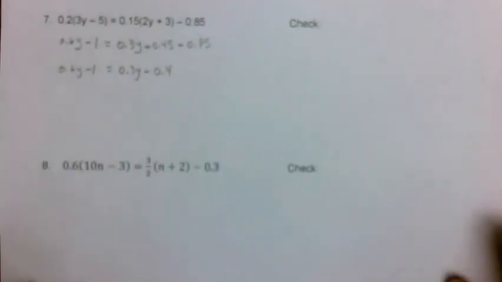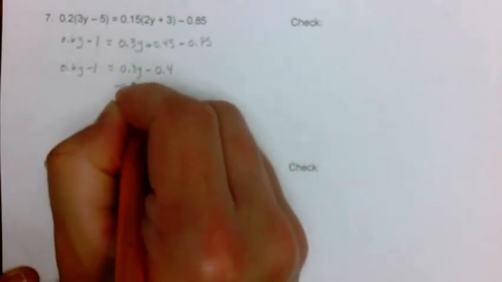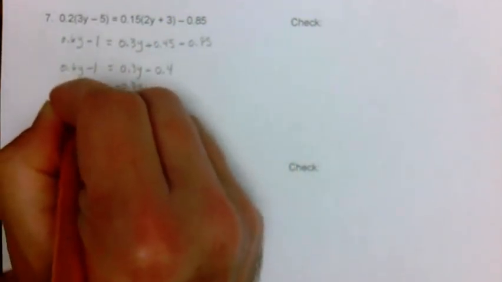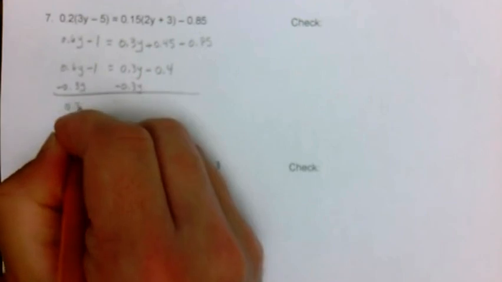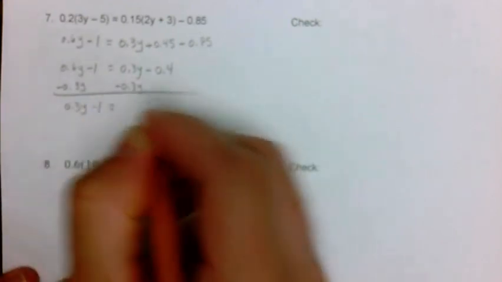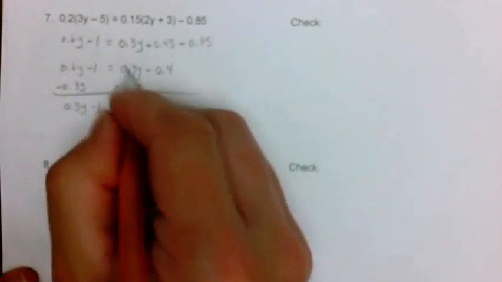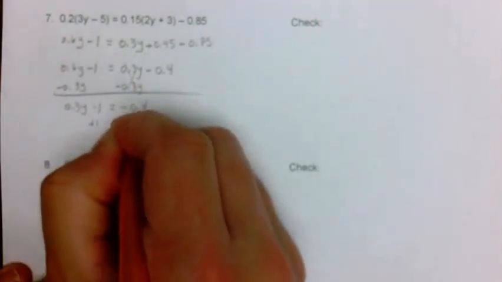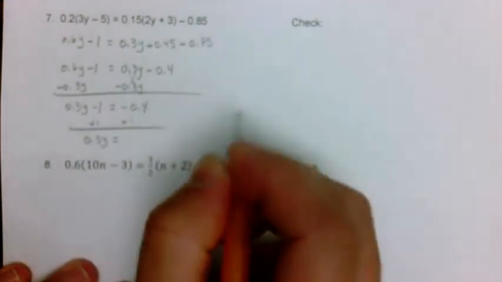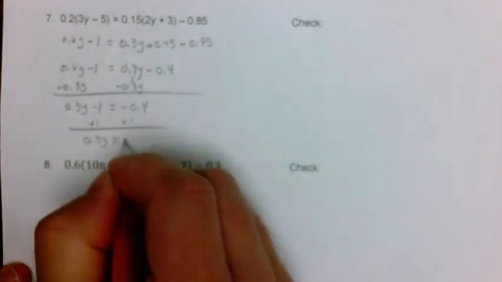Now that each side is simplified, let's start to move some things around. All right, I'm going to subtract 3/10 y on each side so that the variables are on one side. 6/10 y minus 3/10 y is 3/10 y minus 1 equals, on the right-hand side, that makes 0. So we're left with -4/10. Let's add 1 to each side now so that we isolate the variable term. 3/10 y is equal to -4/10 plus 1 is 6/10.